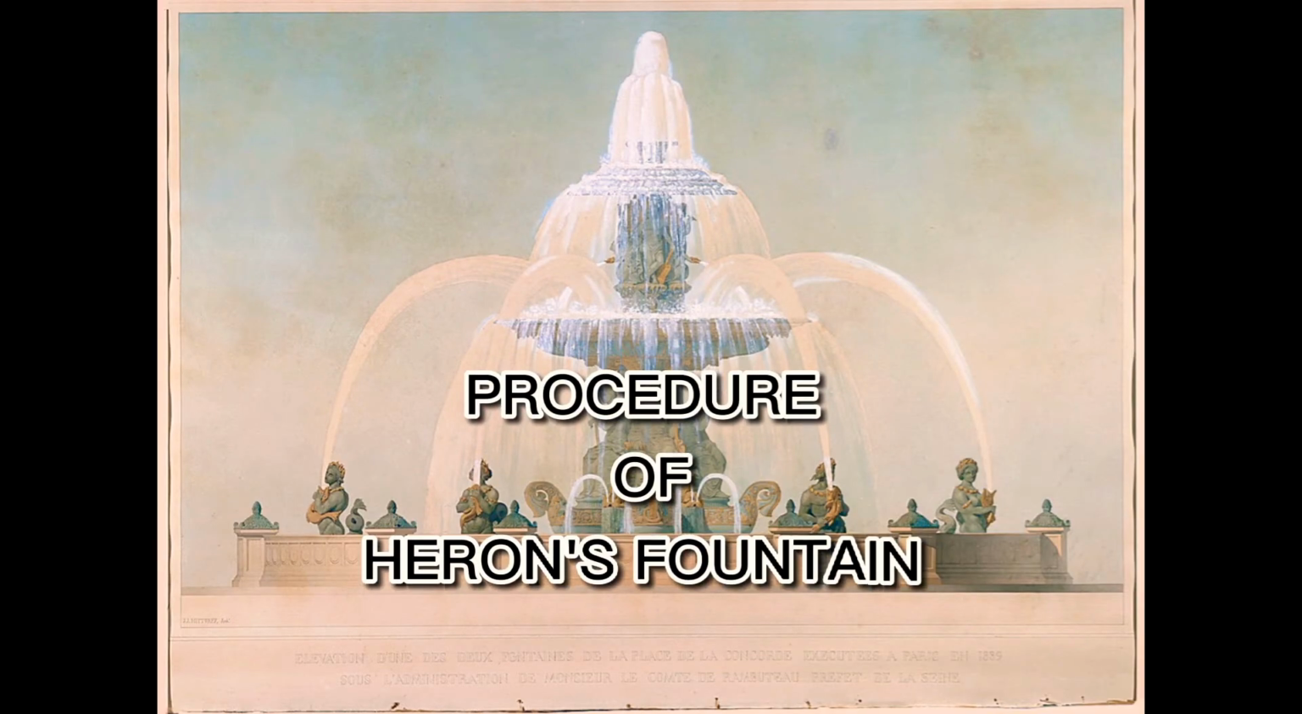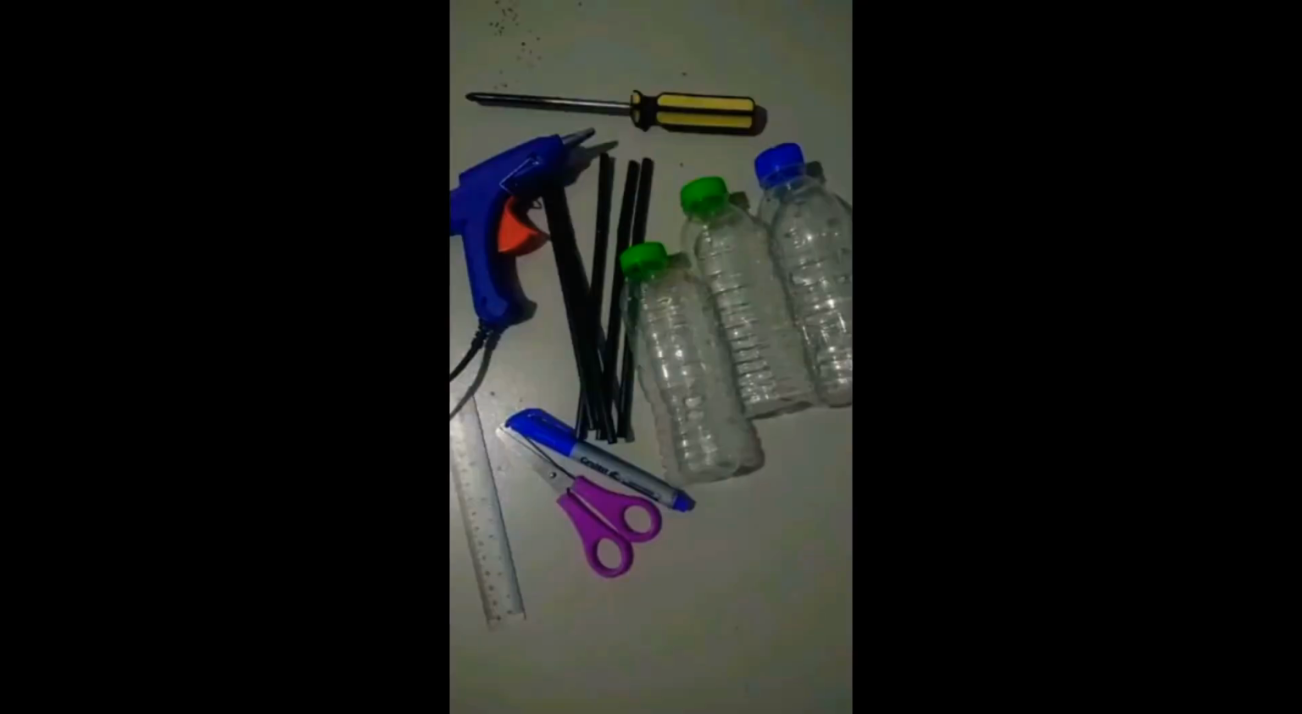Procedure of Heron's fountain. Apparatus needed: straw, bottles, scissors, ruler, marker, hot glue gun, screwdriver or driller.